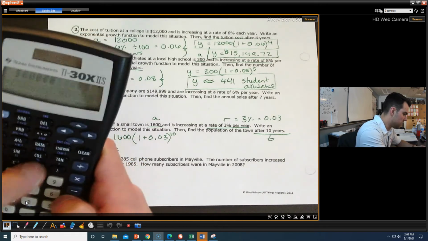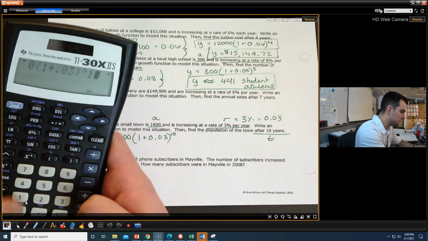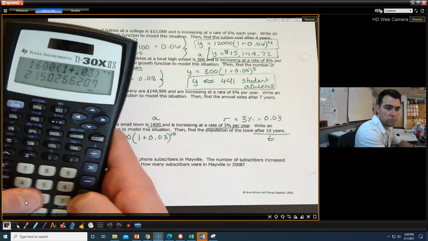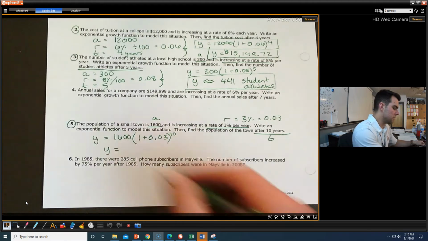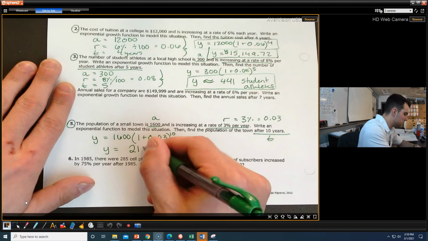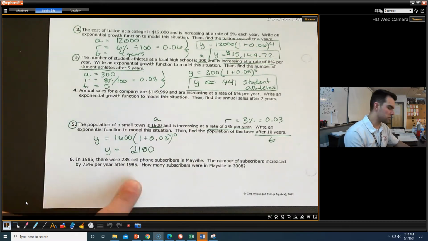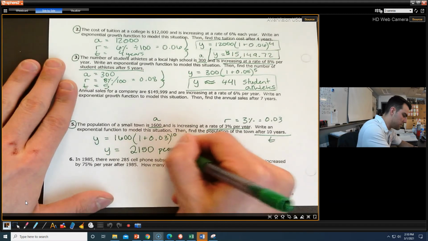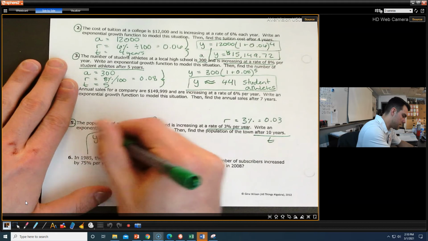Okay, 1,600 times 1 plus 0.03, raised to the 10th power. Whoa, 2,150.2. Again, we're talking about people, so we do not want to include the 0.2. We're just going to round it off and say people or citizens, either one. It's good, okay?